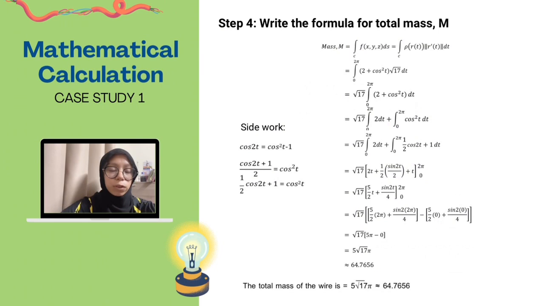Step 4. Write the formula for total mass m, which equals the integral of rho(r(t)) multiplied by the magnitude of r prime t dt. We substitute the equations and we get the integral from 0 to 2 pi of 2 plus cos squared t multiplied by square root of 17 dt. We take square root of 17 as the coefficient, and the integral from 0 to 2 pi of 2 plus cos squared t dt. We separate it using the integral properties and we get square root of 17 times the integral from 0 to 2 pi of 2 dt plus the integral from 0 to 2 pi of cos squared t dt, and we use the identity to integrate cos squared t, which gives 1 over 2 times cos 2t plus 1.